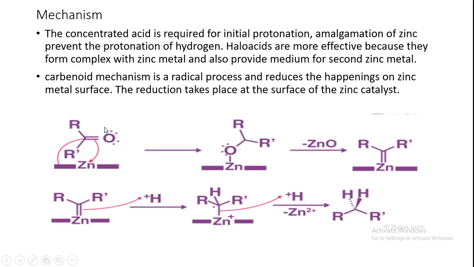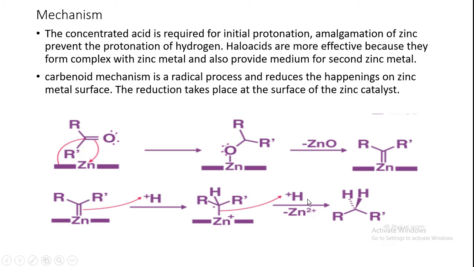So first this zinc will attack the carbonyl carbon, that means ultimately it will attach to the oxygen. Then ZnO, zinc oxide, will come out, and another zinc, the second zinc, will attach to this carbon, giving C double bond Zn. Then again protonation will take place, that means this double bond will break and this proton will attack this carbon to form a C-H bond.